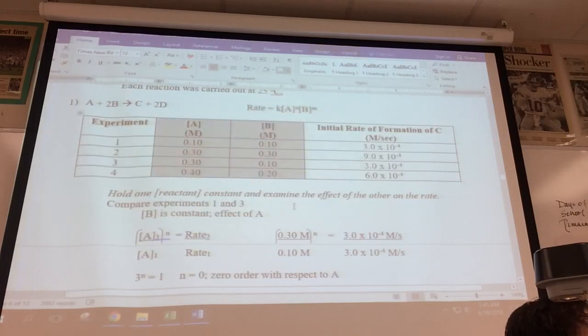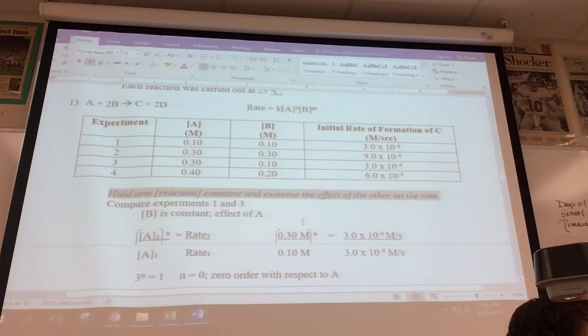We have both reactants. You can see that their concentrations are changing. And we're going to look at the effect on the rate at which C is formed in molar per sec. It could be molar per minute. And I guess if the reaction was extremely slow, you could have molar per hour, but I don't know why you'd want to run that. It would take forever. Here's the key. Hold one reactant concentration constant and examine the effect of the other on the rate.